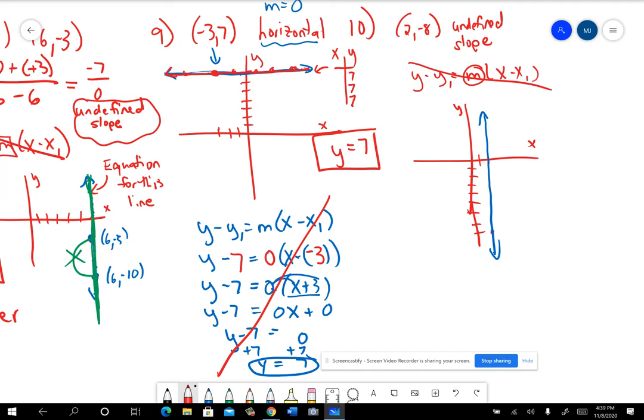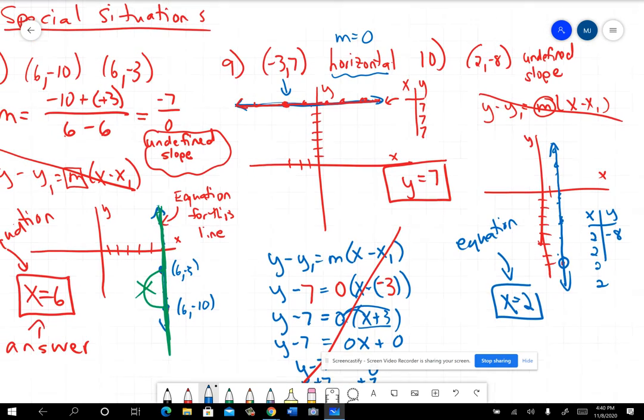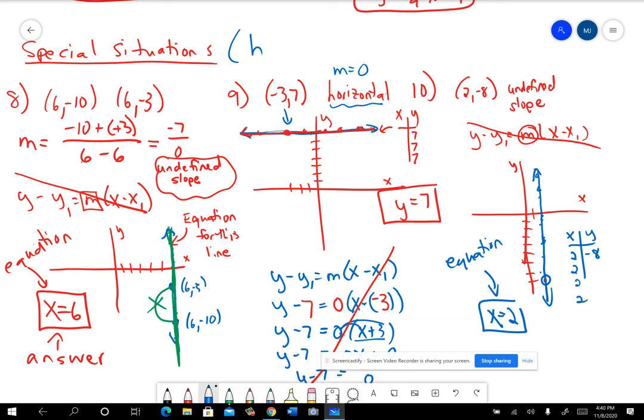And then think about it, really look at it, and notice that the point 2, negative 8 is on that line. It's right here. But wouldn't all the points on that line have an x of 2 no matter what? So this one would be x equals 2. That would be your answer. That would be the equation. It's just saying, I've got that vertical line, all the x's are 2. Okay. So those problems, 8, 9, and 10, those 3 questions, those special situations I was talking about, are when you have horizontal or vertical lines.